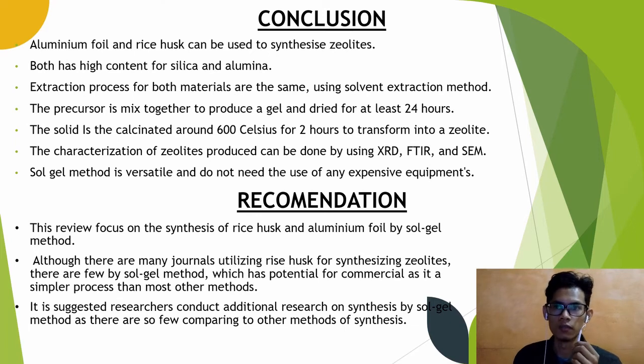In conclusion, aluminium foil and rice husk can be used to synthesize zeolite. Both have a high content of alumina and silica respectively. The extraction process for both materials is the same, using the solvent extraction method. The precursor is mixed to produce a gel and dried for at least 24 hours. The solid is then calcined at around 600 degrees Celsius for 2 hours to transform it into a zeolite. The characterization of the zeolite produced can be done using FTIR, XRD, and SEM. And the sol-gel method is versatile and does not need the use of any specific equipment.